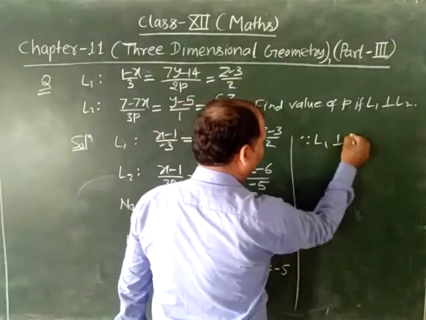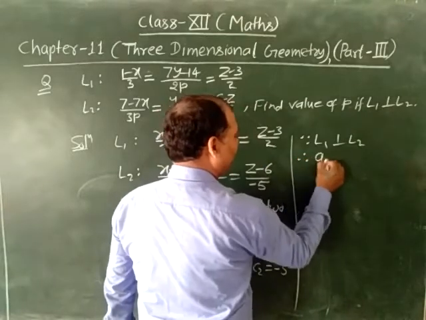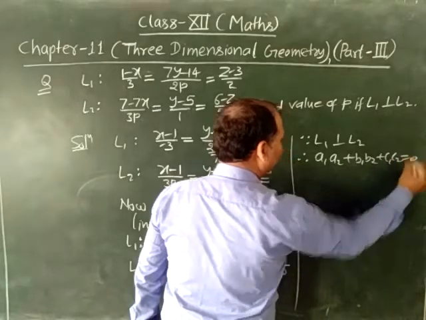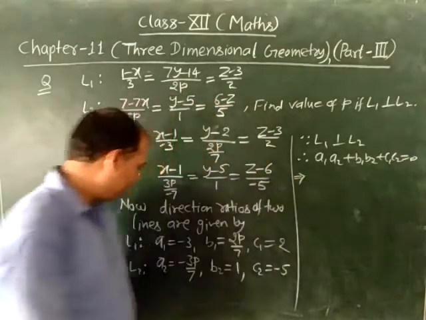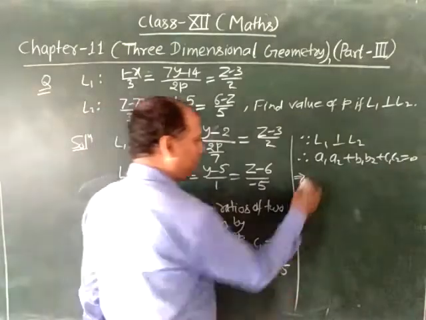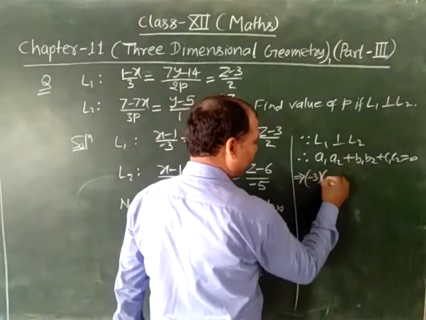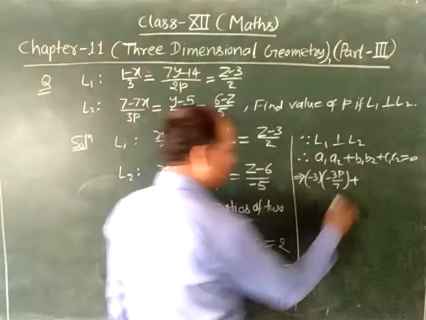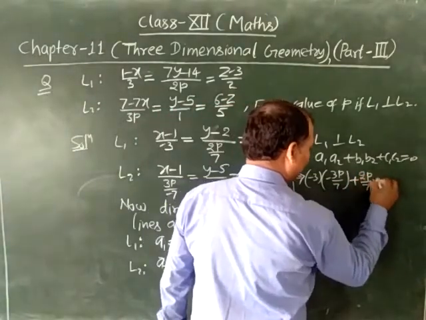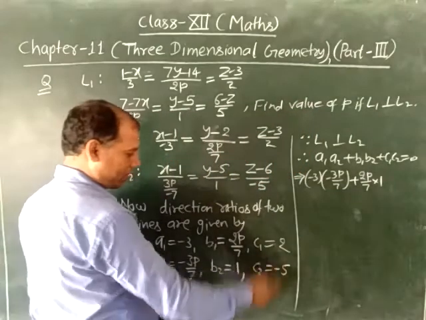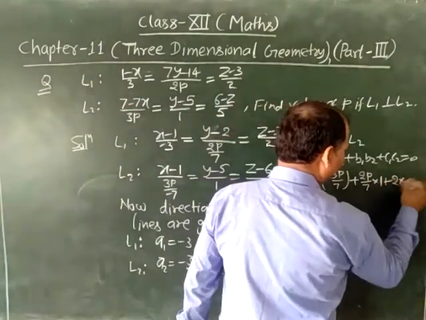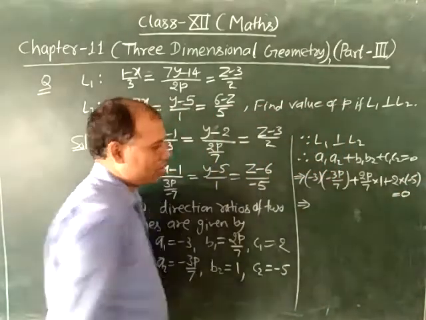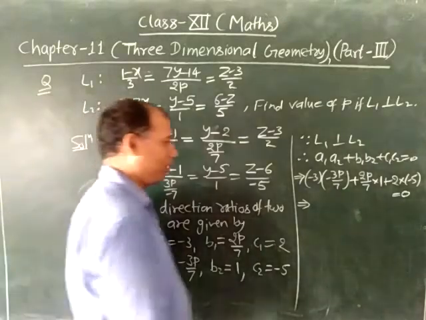Because L1 is perpendicular to L2, therefore we can write A1 A2 plus B1 B2 plus C1 C2 equal to 0. So this can be written as -3 into -3p/7 plus b1 is 2p/7 into b2 is 1, c1 is 2 into -5. This is equal to 0. And after simplifying, we can find out the value of p.